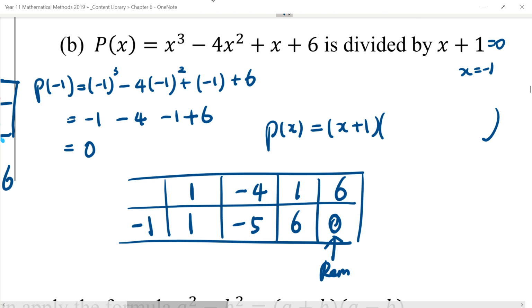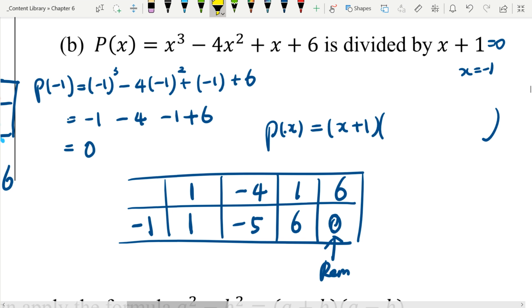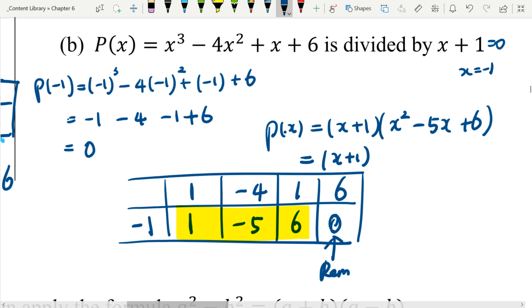And my quotient is this one. So in this bracket, I can write x squared minus 5x plus 6. Because I know I can use this table to work out the quotient of p(x) divided by x plus 1. And after I have a quadratic, I know how to factorize the quadratic. That's x minus 2 and x minus 3. It will give me minus 5x.